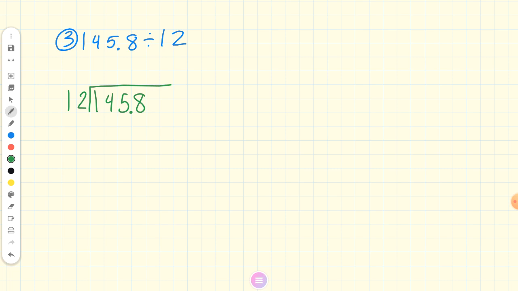Before I start doing any division, Easton, what do I need to do? Move my decimal point straight up into my answer, into my quotient. Now I just do my long division as normal. Zach, how many times does 12 go into 14? Once. Why did I go into 14 and not into 1? Because 12 doesn't go into 1. So I put my 1 above the 4. So then I get 12.